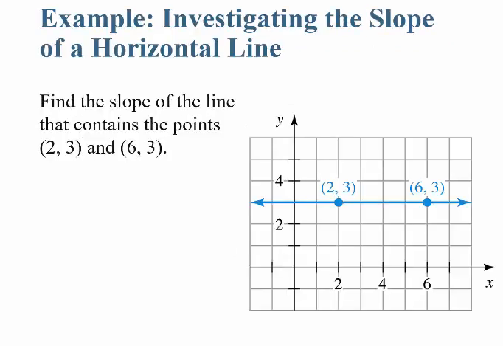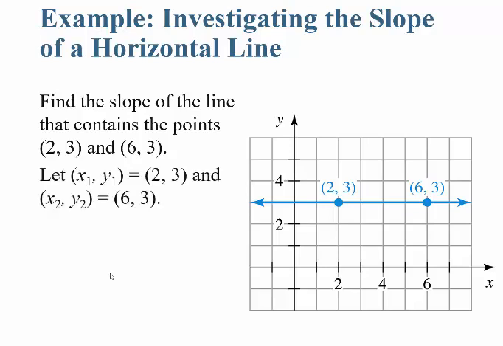All right, let's do another one. Let's take a look at a horizontal line. Find the slope of the line that contains the points 2, 3 and 6, 3. Let's let x1, y1 be 2, 3 and x2, y2 be this other one, 6, 3. Plugging it in here, you get y2 minus y1, so 3 minus 3 is 0, divided by x2 minus x1, or 6 minus 2, which is 4. 0 divided by 4 just gets me 0.